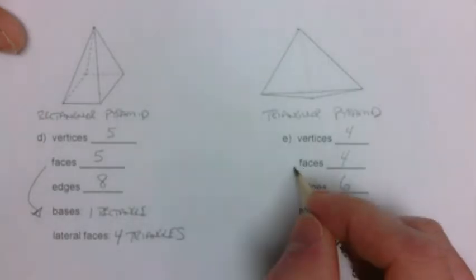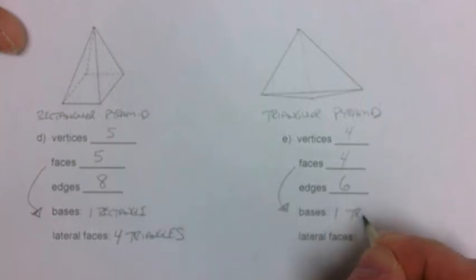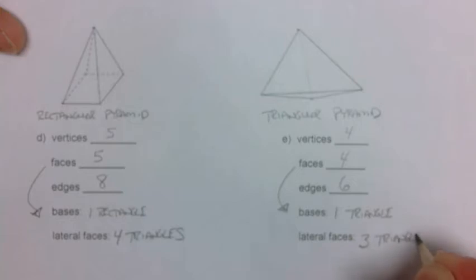And now what we need, again, is a description of those faces. We have one base that's a triangle. And then the other 3 faces are also triangles, again, because we're working with a pyramid, and the lateral faces on a pyramid are triangles.